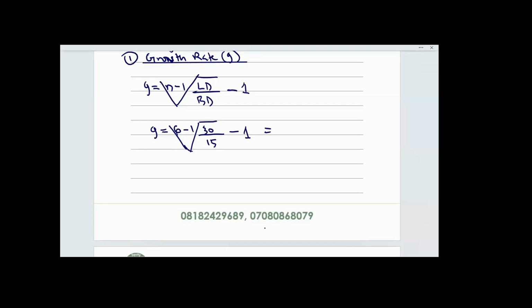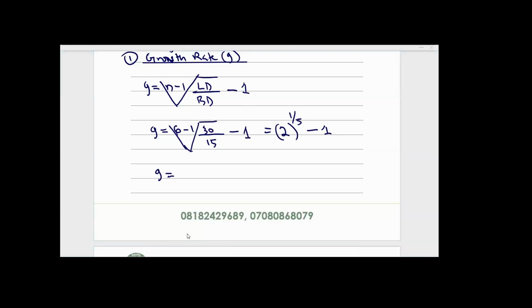So in this case, I can convert it mathematically. 6 minus 1 is equal to 5, isn't it? Yes. 30 divided by 15 is equal to 2. So I can say 2 raised to power 1 over 5. You convert this root to a power. All minus 1. So this will give me the answer. So G is equal to, bring out your calculator, 2 raised to power 0.2, since 1 divided by 5 is 0.2. So 2 raised to power 0.2.